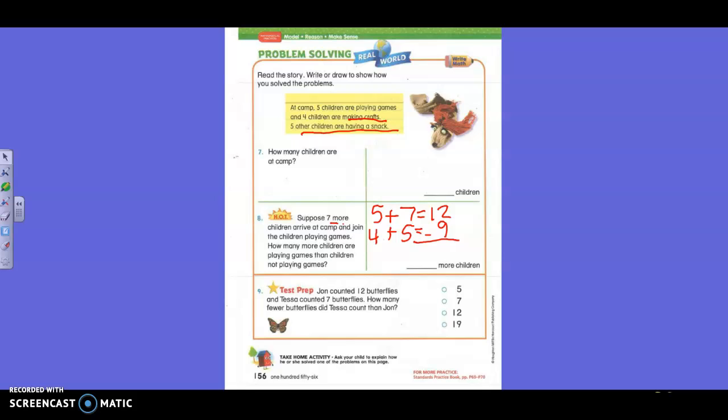Raise your hand when you got it. 12, take away 9. This was kind of a hard problem. It was a lot of work. How many is it, boys and girls? 3.